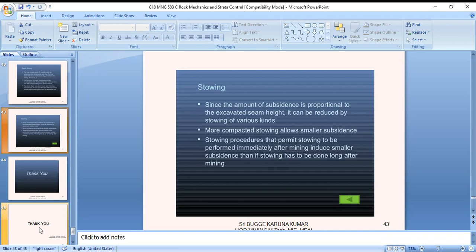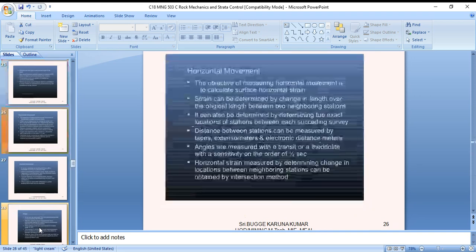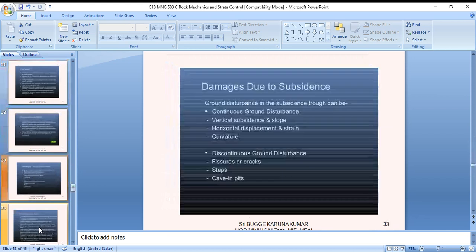And stowing is none other than simply filling the caved area with incombustible material. Since the amount of subsidence is proportional to the excavated seam height, it can be reduced by stowing of various kinds. More compacted stowing allows smaller subsidence. A stowing procedure that permits stowing to be performed immediately after mining induces a smaller subsidence than if stowing has to be done long after mining. So I hope these are the basic methods.